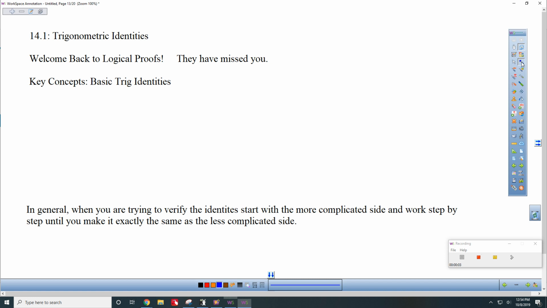Okay, this is trig identities. I think we're going to call this 5.1 instead of 14.1. I've changed my mind on that. And full disclosure, this is part of the mathematical process that I hate the most. Honestly, I hate this section.